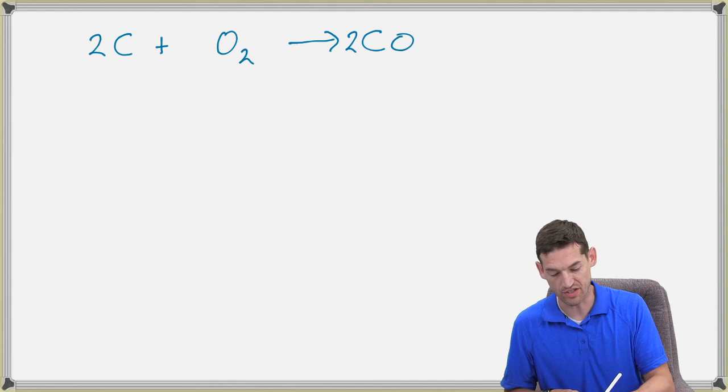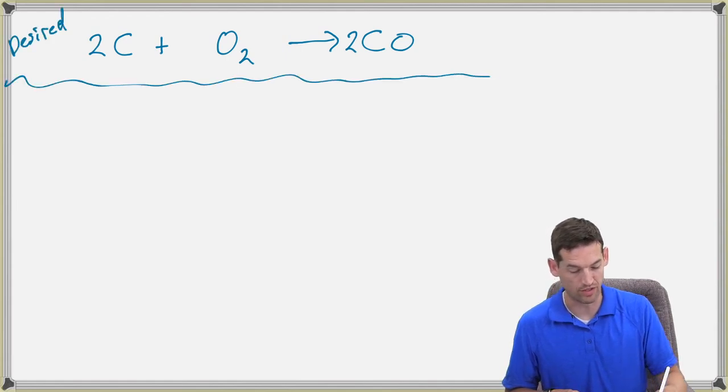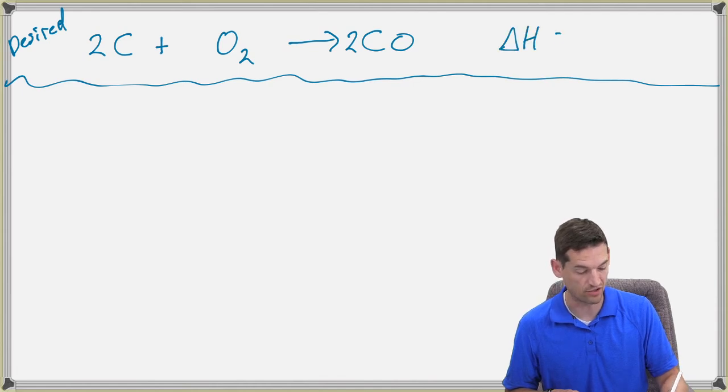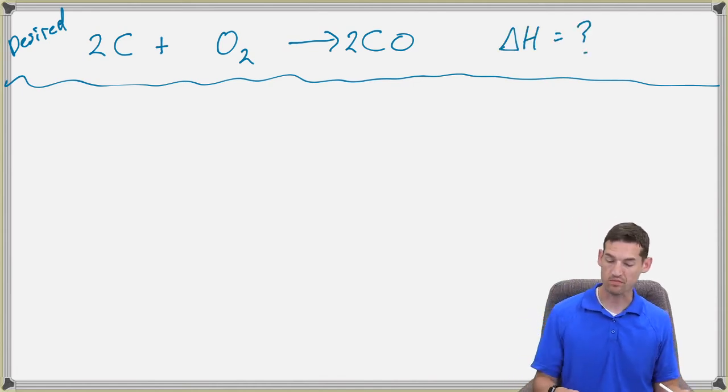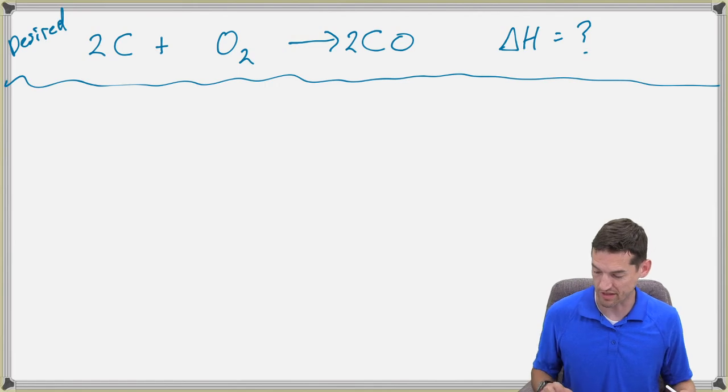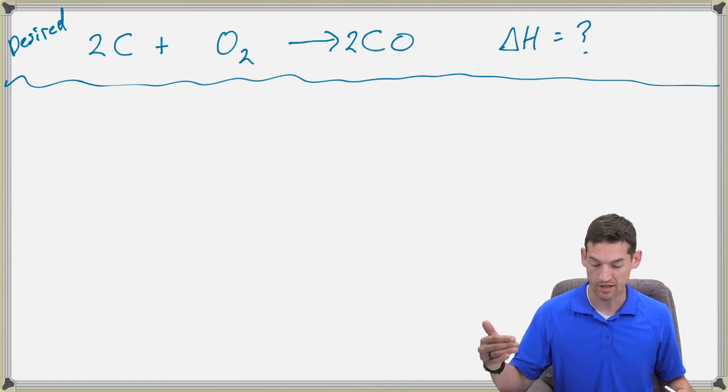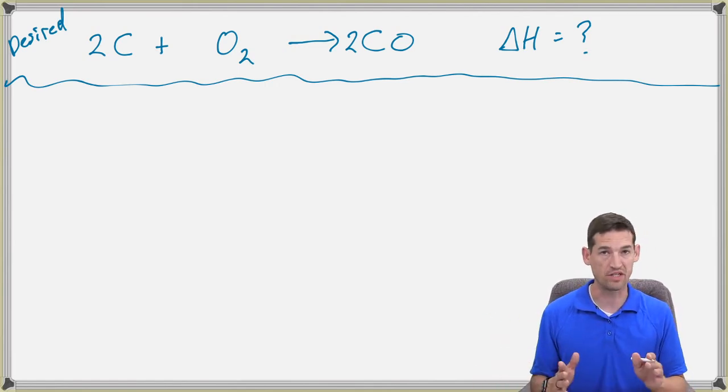Okay? So this is my desired equation. That's what I want to build. Now I don't know the delta H. That's what we're trying to find. So in your notes, take a look at those two in the reference table there. And I'm going to go through this one piece at a time and figure it out.